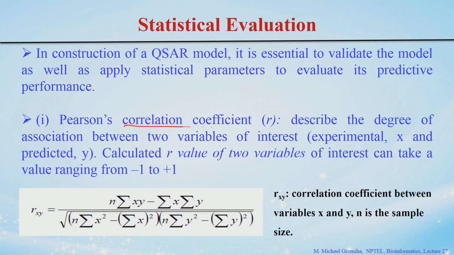One is the correlation coefficient. This will tell you how far the two variables are related with each other. For example, x is experimental and y is the predicted. Then you can use this formula to see whether they are related with each other. The range of R values is from -1 to +1. If it is -1 they are inversely related, if +1 it is positively related, and if it is 0 it is not related.